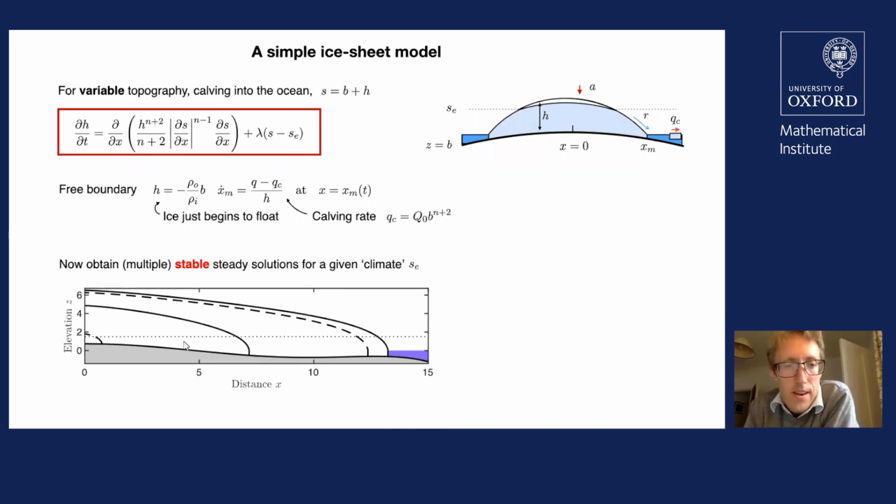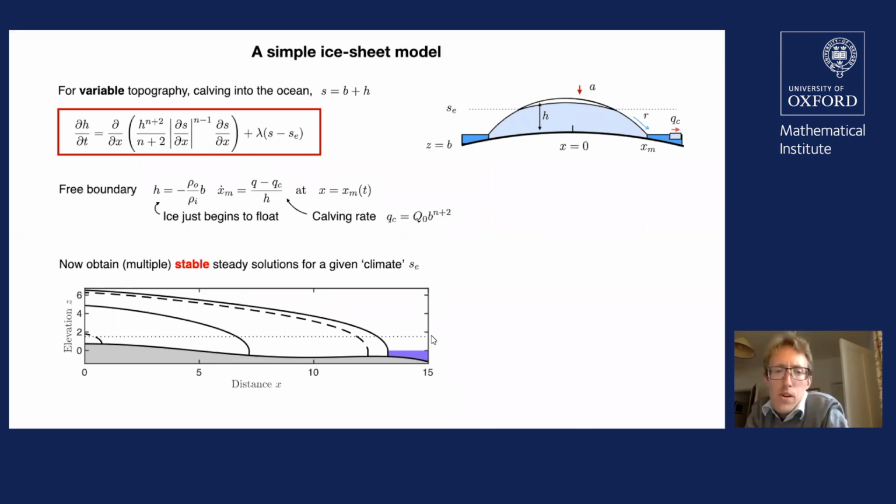And depending on the shape of the bed topography, which I'm assuming is fixed, then there might be multiple ones. So what you see in this picture is 4 different steady solutions, 2 of which are stable and 2 of which are unstable for the ice thickness, which have got different positions. They've got very different sizes of ice sheets, but they're all for the same height of this equilibrium line. So basically, they're the same climate.